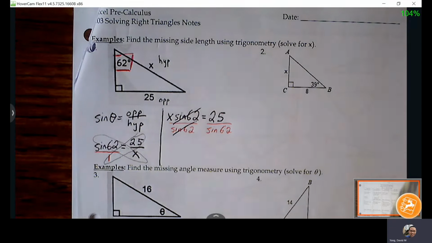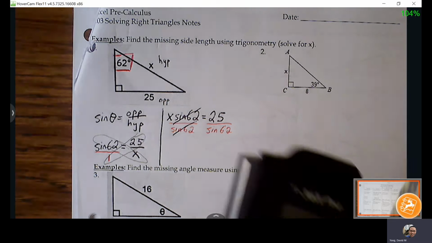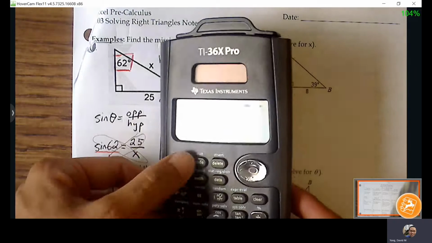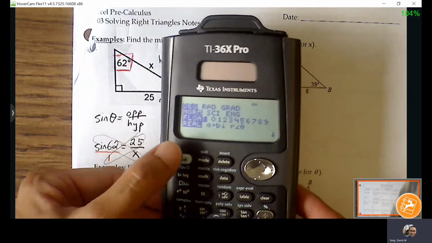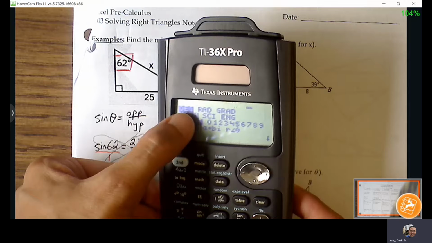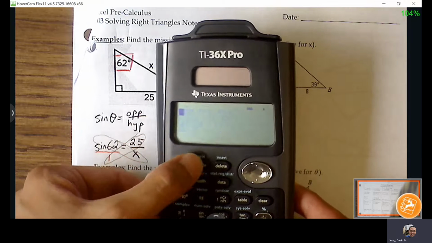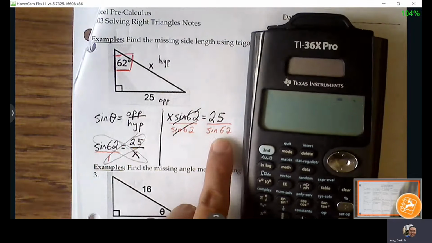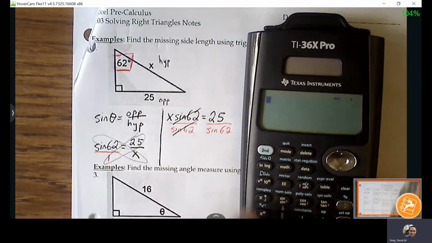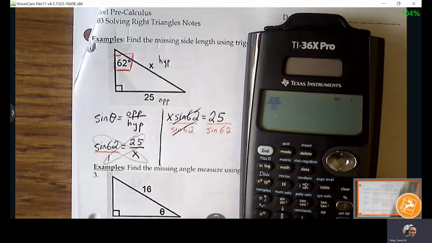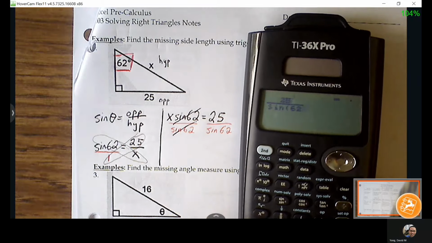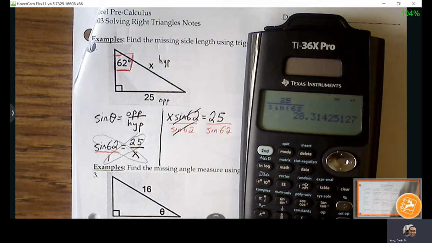In your calculator, I'll show using the scientific and then show using the graphing. Make sure, first of all, that you are in degree mode. Degree mode. Next, we can just enter everything in. So 25 over sine of 62. I get 28.314.